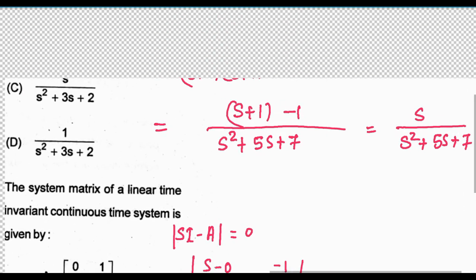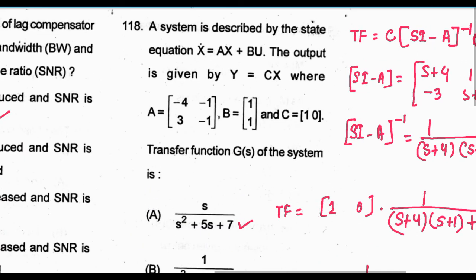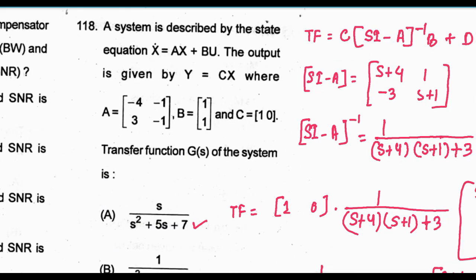Next question is question number 118. A system is described by the state equation x dot is equal to Ax plus Bu. The output is given by y is equal to Cx, where A is equal to [-4 -1; 3 -1], B is equal to [1; 1], and C is equal to [1 0]. The transfer function G(s) of the system.